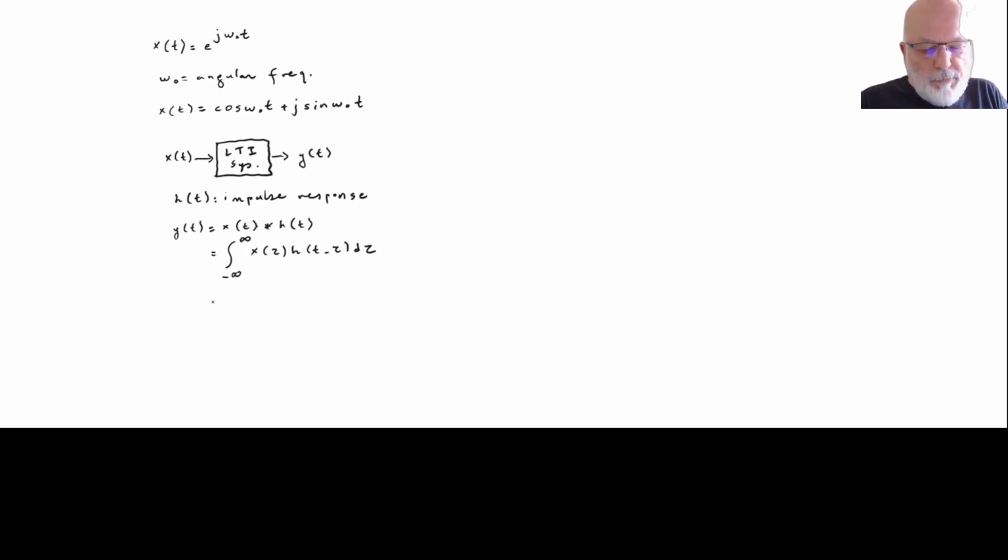Well, by a simple change of variables, you can also write the convolution integral as h of tau x of t minus tau integrated with respect to tau. That means the order of multiplication in the integral is not critical. In other words, in more mathematical terms, we claim that convolution is a commutative operation. X convolved with h is equal to h convolved with x.